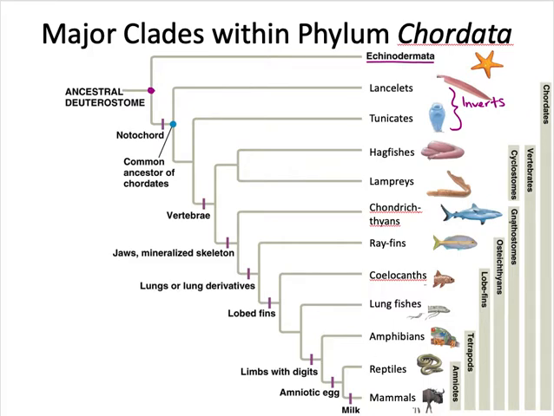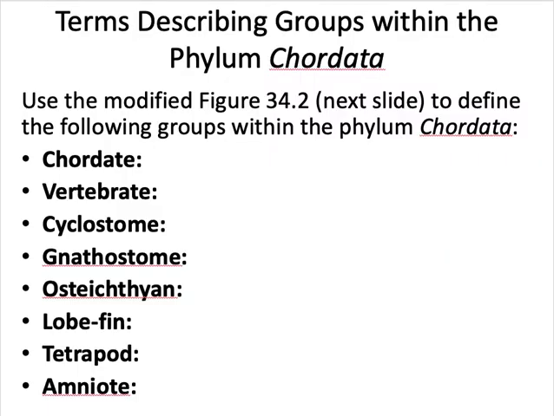As we go through the rest of them, we're going to first define each animal as whether it's a vertebrate, a gnathostome, an osteichthyan, a lobe-finned, a tetrapod, or an amniote. So let's go ahead and cover all of those terms right now before we get into each individual class. And we're going to use this figure right here to help us with our definitions. So for the phylum Chordata, a good definition could be any member of the phylum Chordata, or it could be animals that have a notochord and the other three features of a chordate. So a chordate would be any animal within the phylum Chordata.